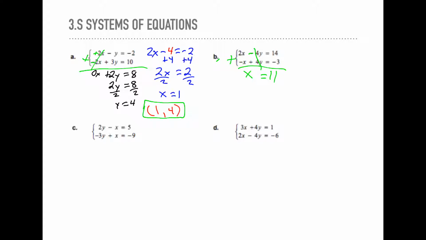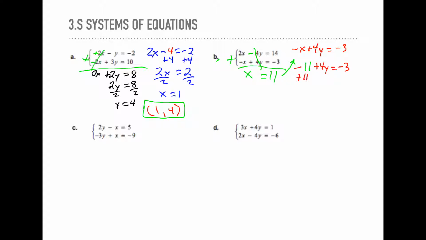X equals 11. So you can take that answer, plug it in. Just for fun, let's plug it into the bottom one this time. So we get negative x plus 4y is equal to a negative 3. Remember, we know exactly what x is. X is 11. So let's plug it in. So negative 11 plus 4y equals negative 3.